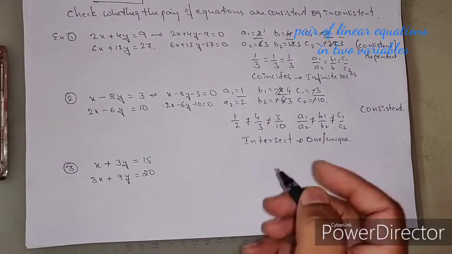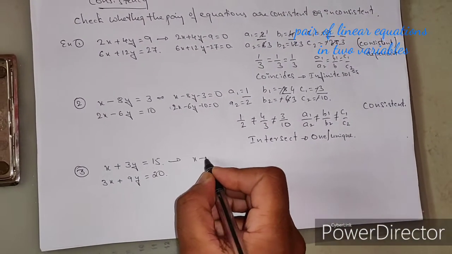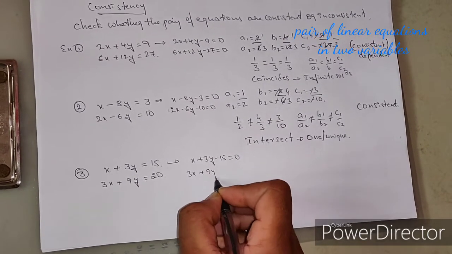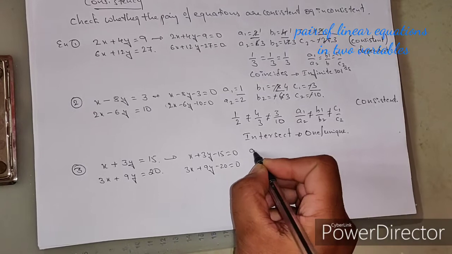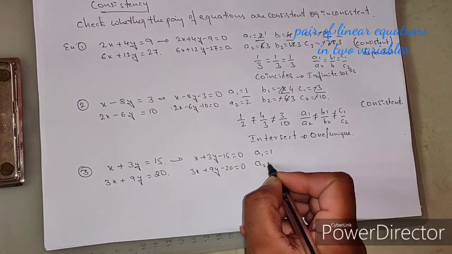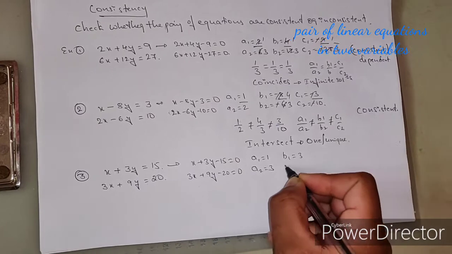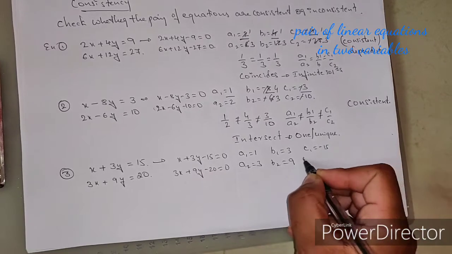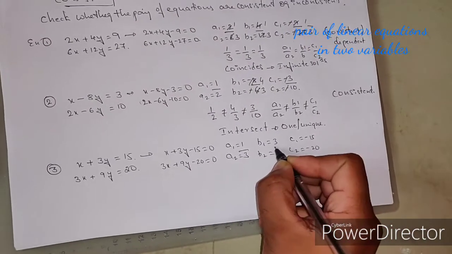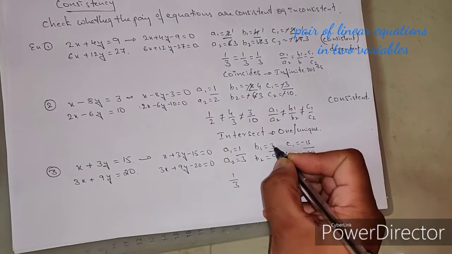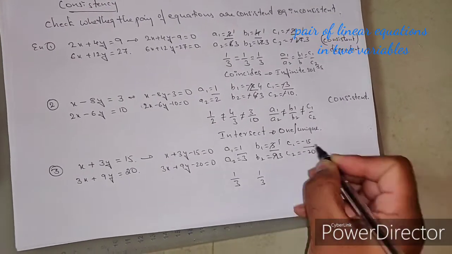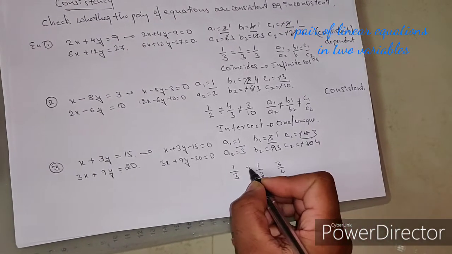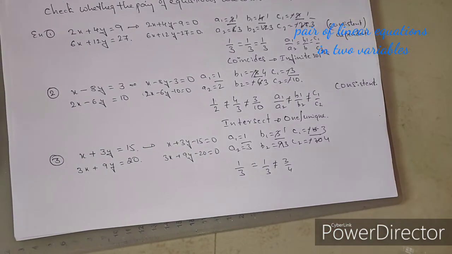Let us check the third example. The standard form is x plus 3y minus 15 is equal to 0, and 3x plus 9y minus 20 is equal to 0. Here a1 is 1, a2 is 3, b1 is 3, b2 is 9, c1 is minus 15, c2 is minus 20. So when we divide, it will be 1 by 3, 1 by 3, 3 by 4. As you can see, the first two ratios are equal, but the last ratio is not equal.